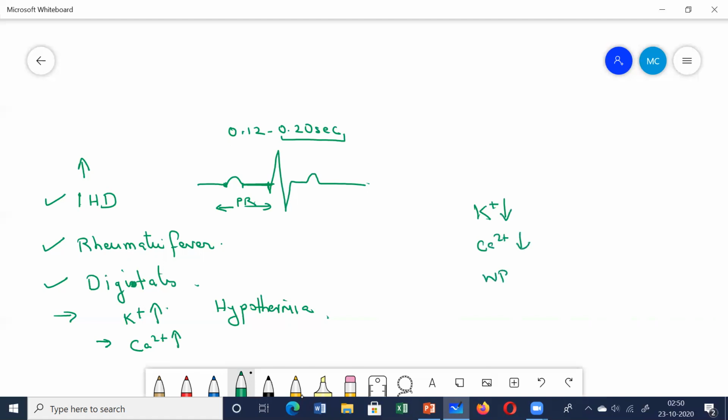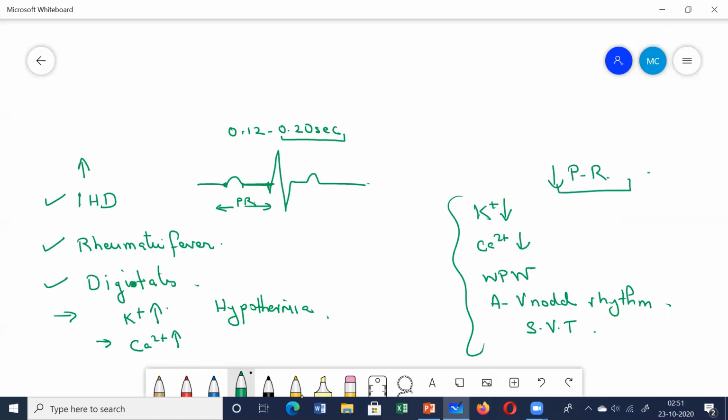In case of WPW syndrome, all these you must already have learned in the arrhythmias. In WPW syndrome there is a bundle of Kent, an anatomical pathway connecting the atria and the ventricles. Also in AV nodal rhythm and supraventricular tachycardia, these are the different situations in which there will be a shortening of the PR interval. So this is about your PR interval.